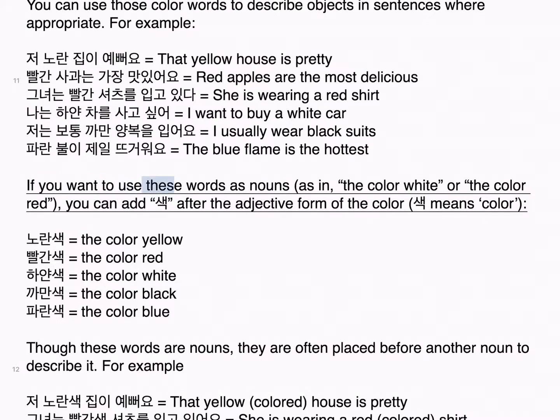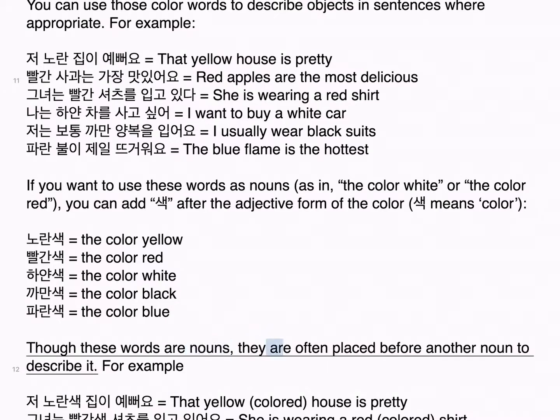If you want to use these words as nouns, as in the color white or the color red, you can add 색 after the adjective form of the color. 색 means color. 노란색, the color yellow. 빨간색, the color red. 하얀색, the color white. 까만색, the color black. 파란색, the color blue. Though these words are nouns, they are often placed before another noun to describe it.